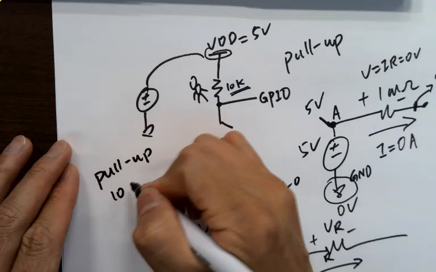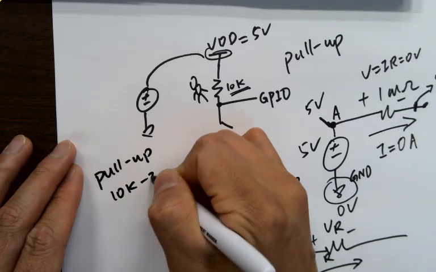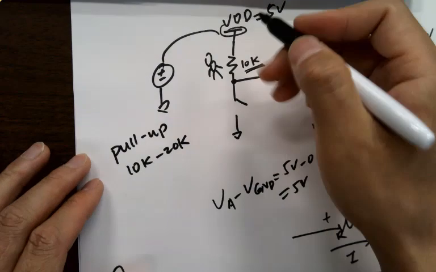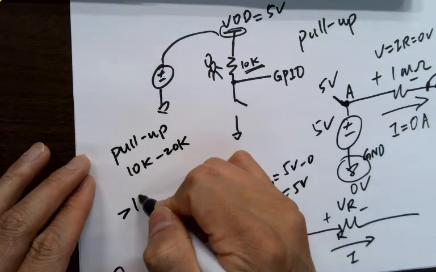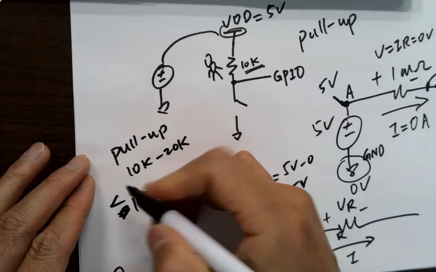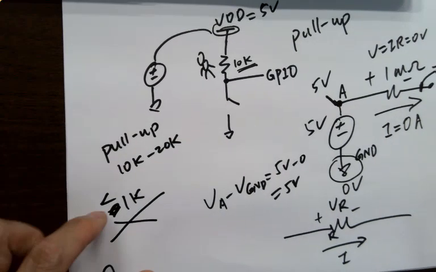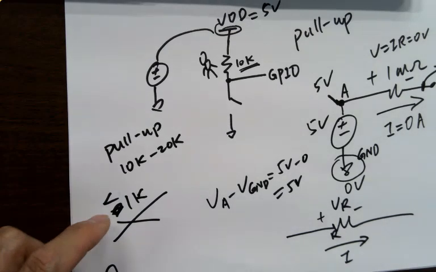Pull-up should usually be 10K and up. Okay, 10K to 20K probably. 1K is too small. Why don't we want to use 1K, or anything below 1K? It's bad, right? Why is anything lower than 1K bad?